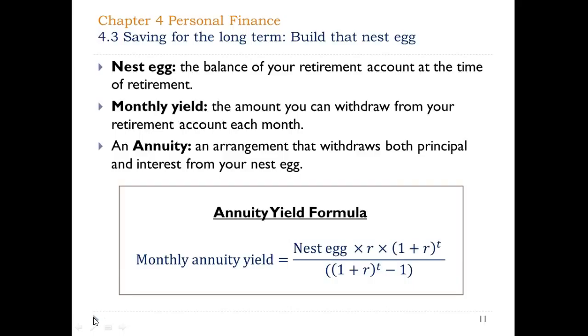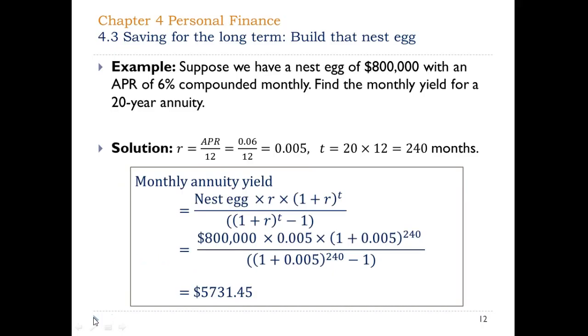In an annuity, you receive fixed payments every month. Example, suppose we have a nest egg of $800,000 with an APR of 6% compounded monthly. Find the monthly yield for a 20-year annuity. Here we have $800,000 in the account. We're going to withdraw equal payments every month for 20 years, and that's our 20-year annuity.